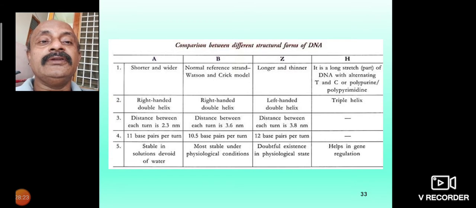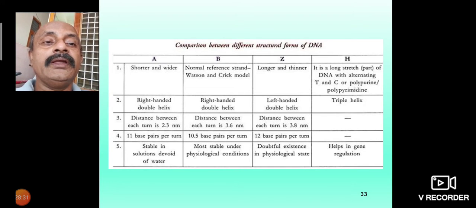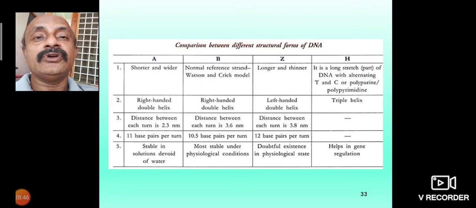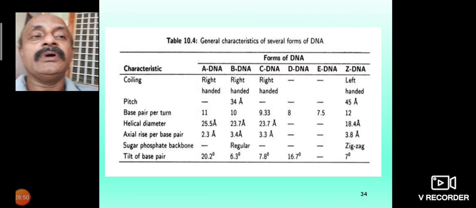Then the fifth one, stability. A-DNA is stable in a solution devoid of water. B-DNA is the most stable under physiological conditions. Z-DNA has doubtful existence in a physiological state, and helps in gene regulation. So this is the comparison between different structures and forms of DNA.